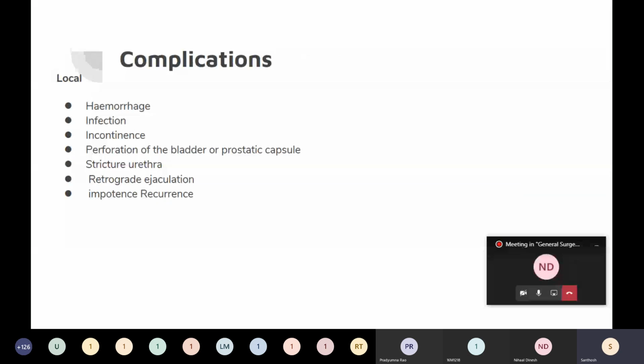What are the complications? Local complications are hemorrhage, infection, incontinence, perforation of the bladder or prostatic capsule, stricture urethra, retrograde ejaculation, and impotence, recurrence.